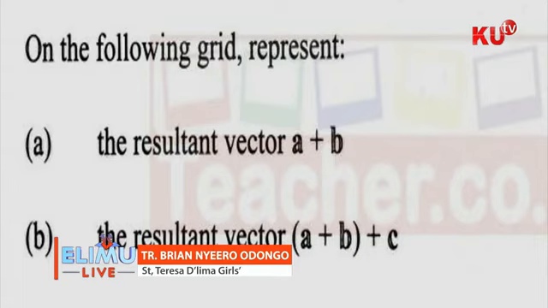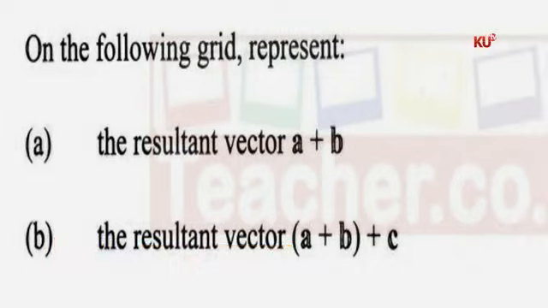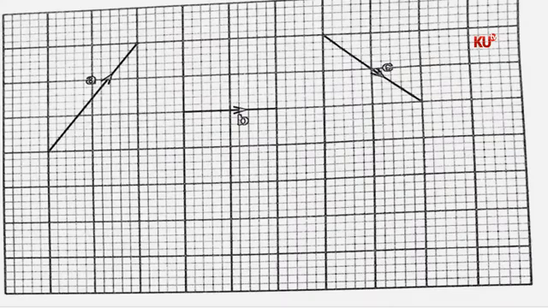On the following grid, represent the resultant vectors A plus B vectors. Let's check on how we answer that.